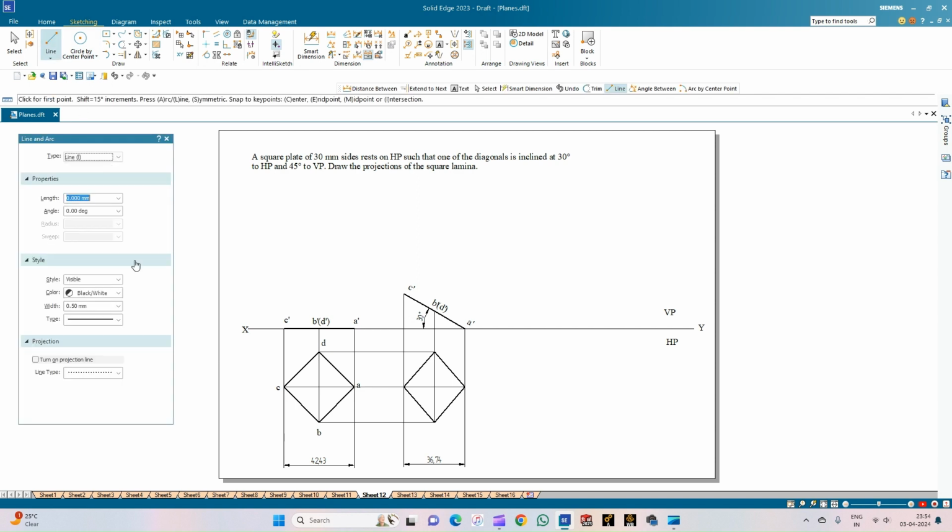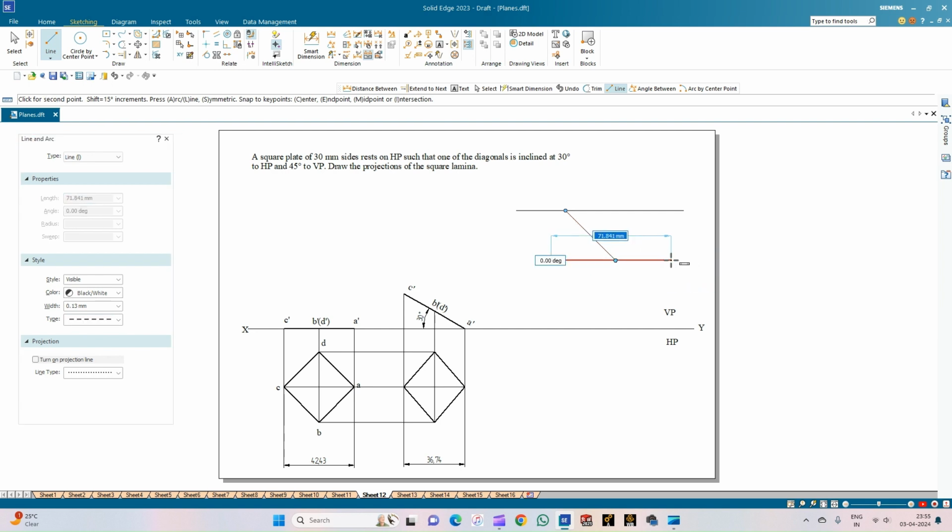So for that, let us follow the procedure. Select a continuous line of thickness 0.13 and draw a line of any arbitrary length, and from any arbitrary point, first let us draw the diagonal AC measuring 42.43 mm at the given angle of 45 degrees. So here it is minus 45. So this is the first step, and then we need to draw the locus line from the end point.